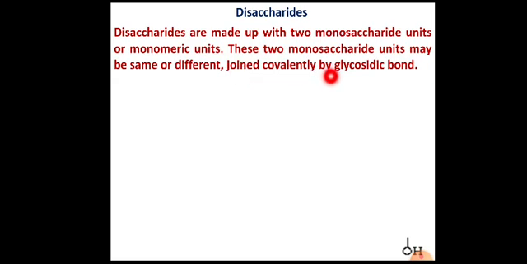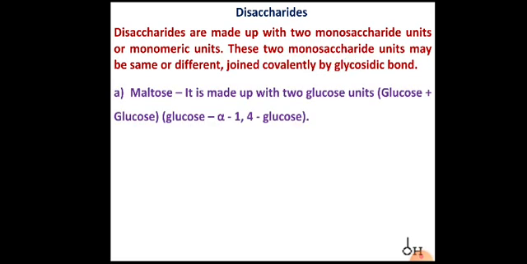These monosaccharides are joined covalently by a linkage called the glycosidic bond. The importance of this glycosidic covalent bond is that it is important in the formation of a disaccharide when two monosaccharide units link together. Now we'll see different examples of disaccharides.